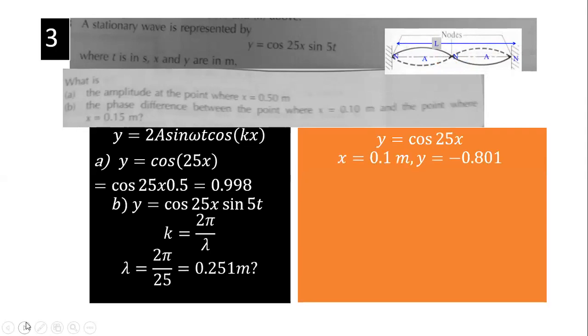Or alternatively, you can use this method. As I say, you can either reason it out or you can calculate it out. Put your 0.1 into there, calculate your y. And after that, 0.15. That's your 0.5, this 0.1, then calculate your y. And then you see that both of them are negative. So that means they are on the same side.